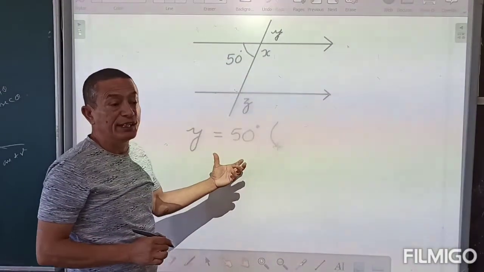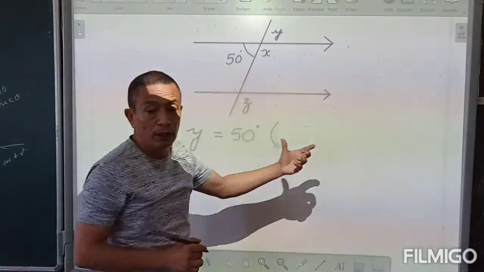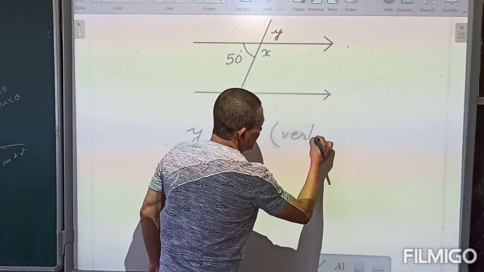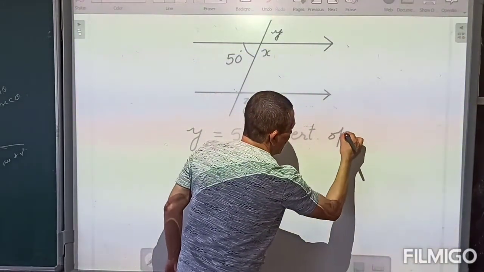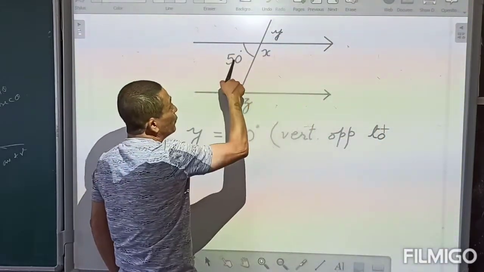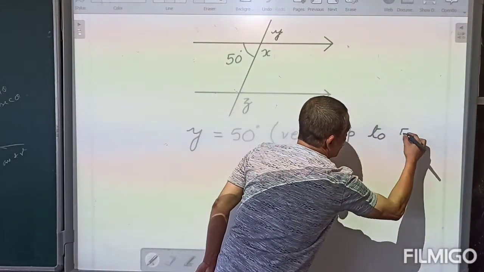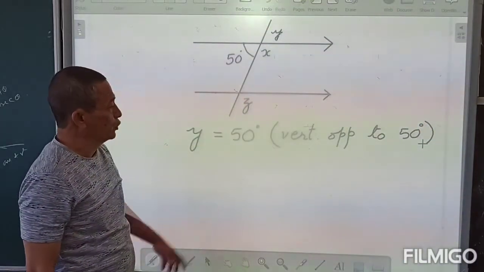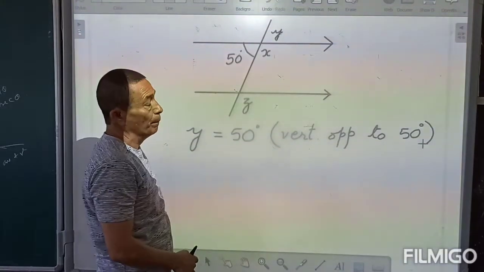Now why is it 50 degrees? We have to write it down. So here I can write it as vertically opposite. I'm writing it in short. I'm comparing it with 50 degrees. So I have to mention that. So y is 50 degrees now.